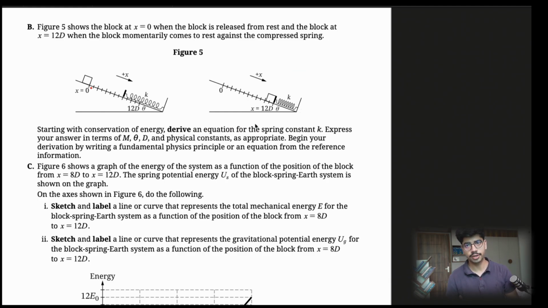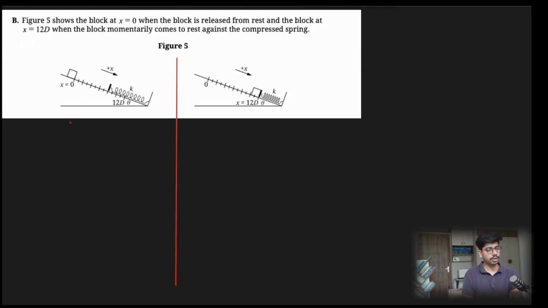Again, conservation of energy: look at the total energy at x equals 0 and the total energy at 12d. So we are going to make the equation. Now let's look at the total energy. E total is due to the gravitational potential energy, spring potential energy, and the kinetic energy. But at this position you do not have the spring potential or the kinetic energy, you only have the gravitational potential energy.